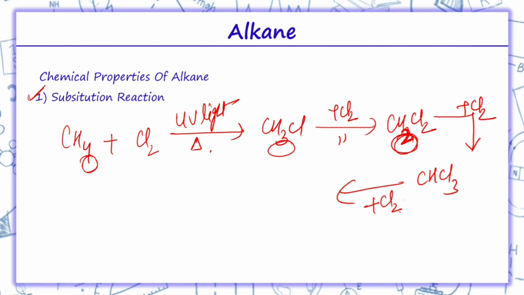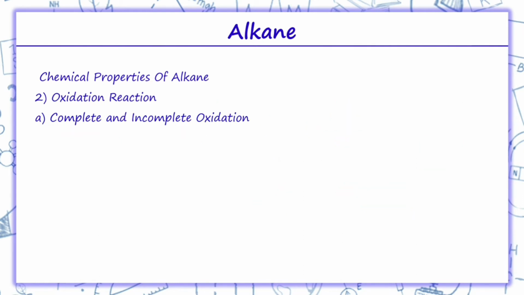Again, if we perform chlorination, H is again replaced by Cl. So we will get CCl4, which is carbon tetrachloride. Coming on to the next chemical property, that is oxidation. Now we have two types of oxidation: the one is complete and the other one is incomplete.